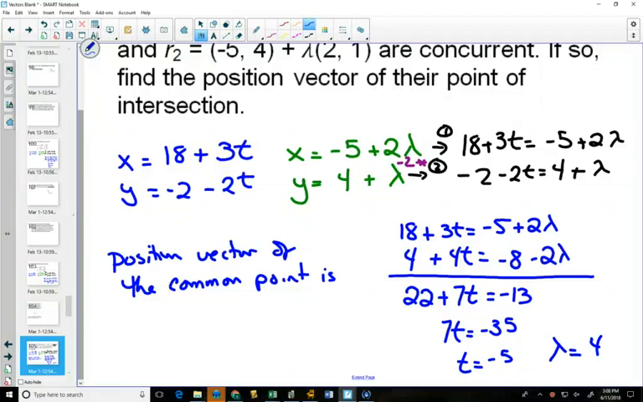So the position vector of our common point would be (3, 8). To figure out (3, 8), I can plug in negative 5 for t, or I could plug in 4 for lambda. And if you really want to check to make sure you haven't made any mistakes, it's not bad to plug in both, because you should get the same value. If you're getting different values, that means you've made an error somewhere along the line.